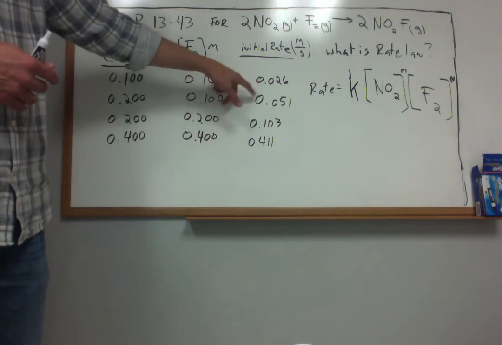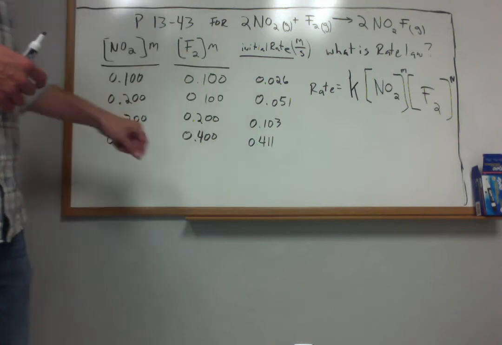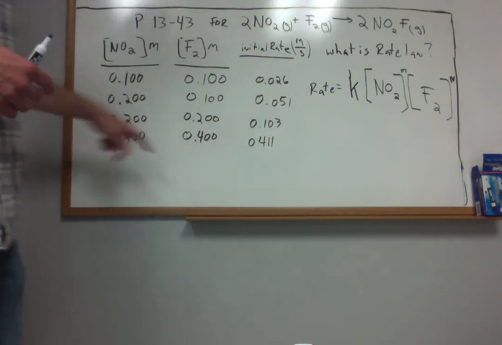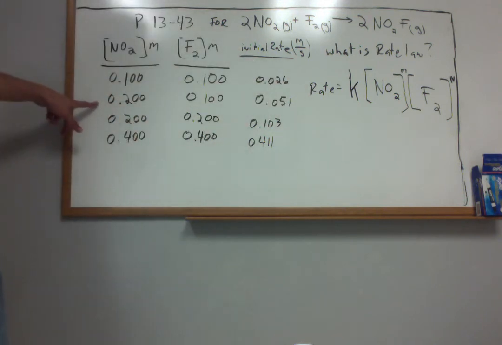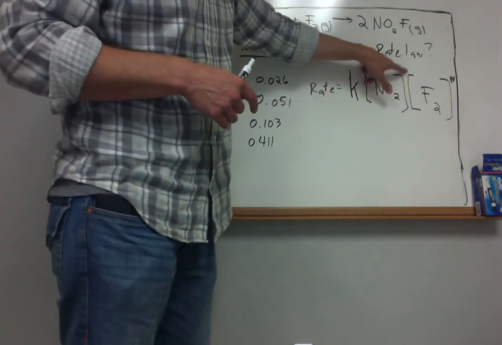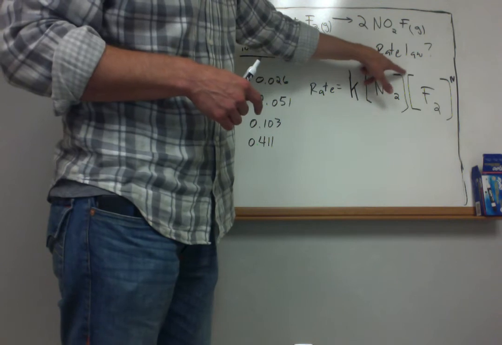Okay, so here, this pretty clearly has doubled. So we have a situation where the rate doubled, so this number would double when the concentration of NO2 doubles. That is clearly indicative that my exponent for m is a 1.